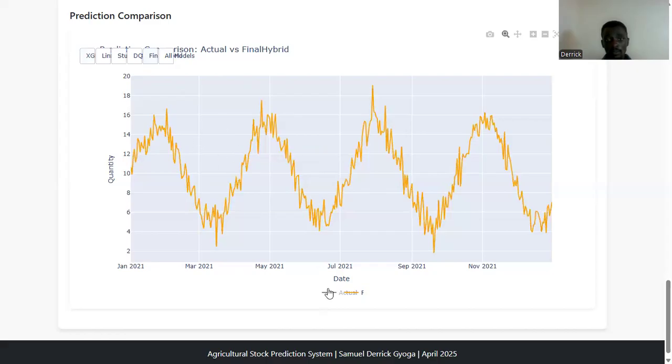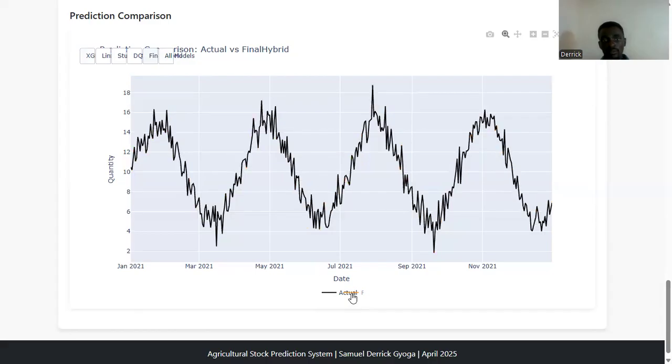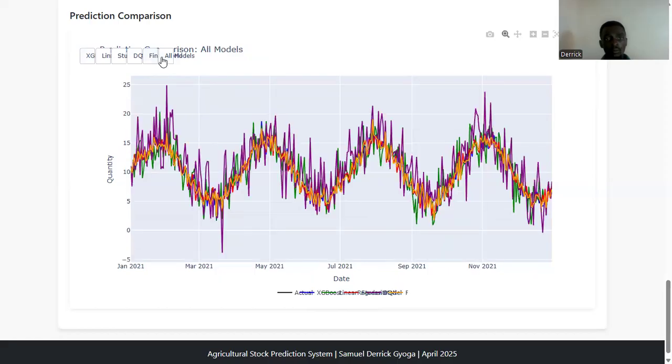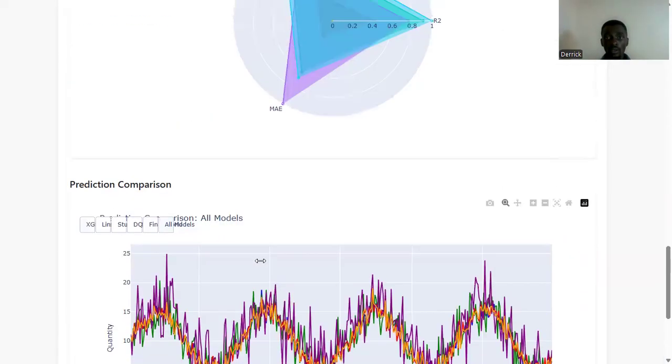So these are its predictions, and when we compare it with the actual ones, you realize they're almost the same. For all the models, you realize our hybrid lies almost on the actual values.